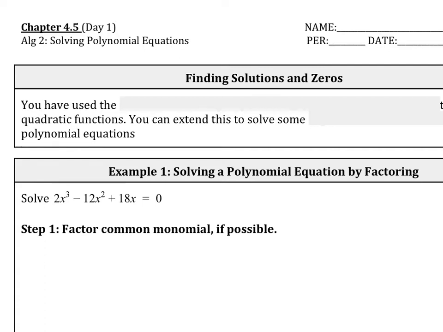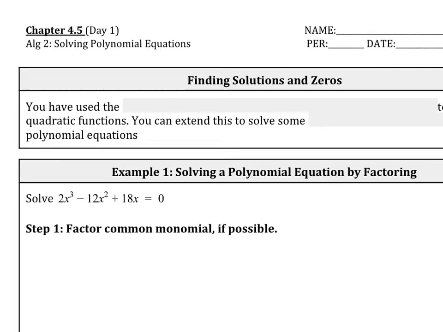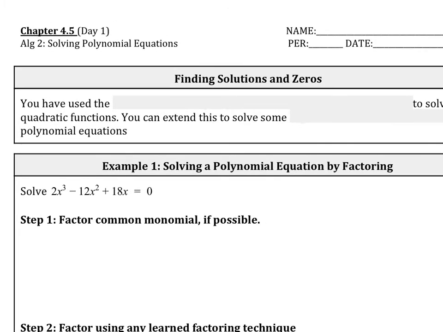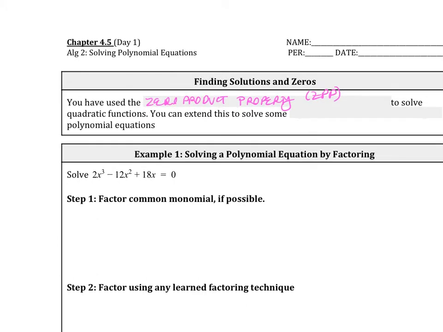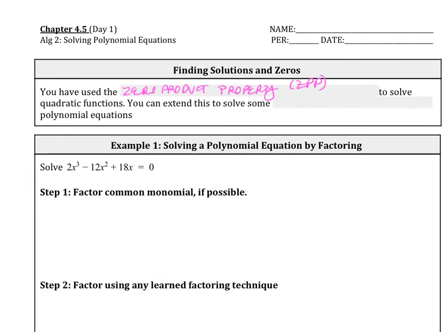Problem 5, Day 1, we're looking at solving polynomial equations. We're going to find solutions and zeros. We have used the zero product property, and we call this ZPP, to solve quadratic functions. You can extend this to solve some higher degree polynomial equations.